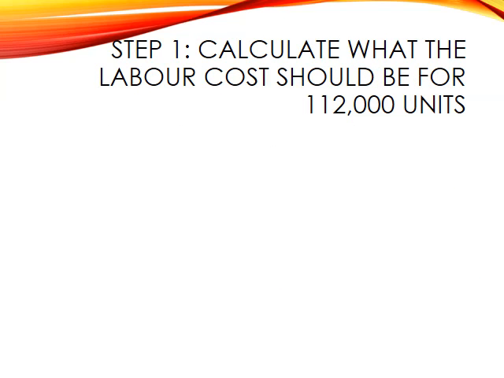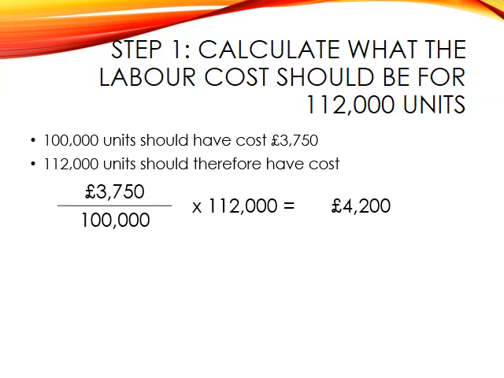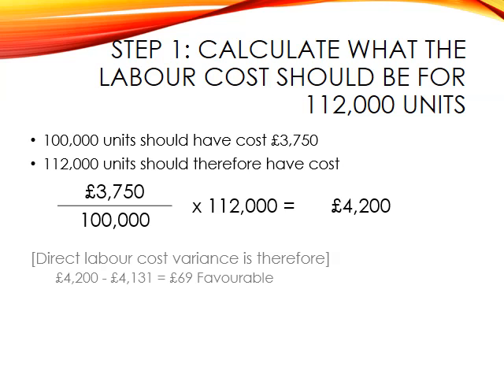So first of all, I'm going to calculate what the labour cost should have been for the actual number of units produced, 112,000 units. Well, if 100,000 units cost, or should have cost, £3,750, I can calculate what 112,000 units should have cost. This is going to be 3,750 divided by 100,000 multiplied by 112,000, and that gives me 4,200. That's the amount that the actual production should have cost me.